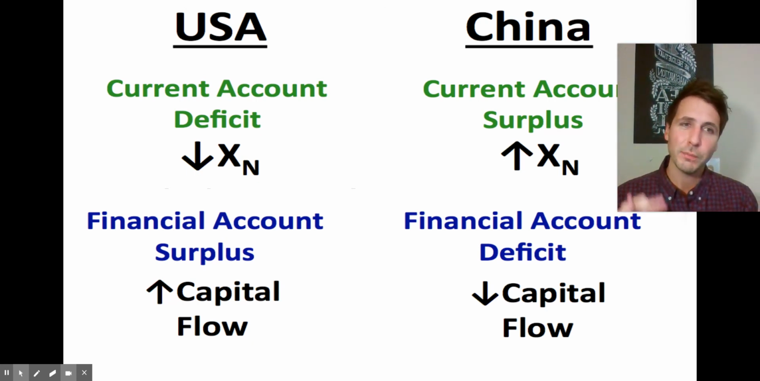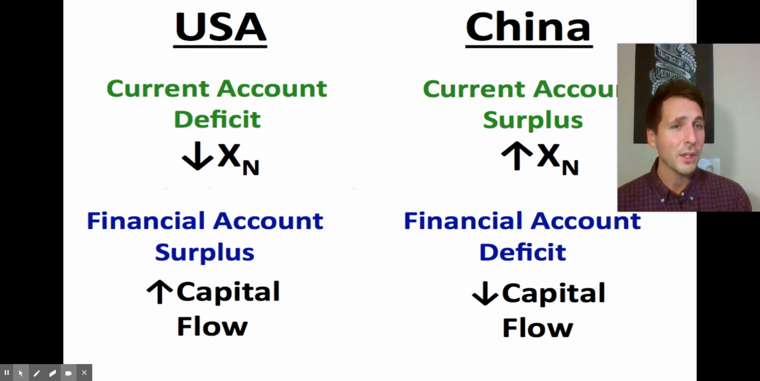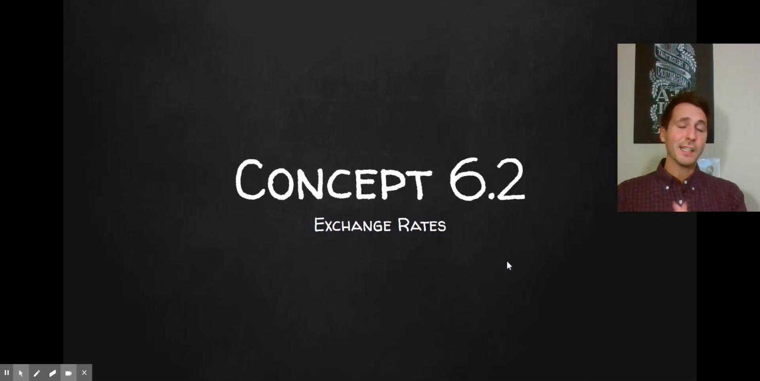Memorize your current account, the three types of current account, the two in the financial account, the debit and the credit, and then know your three determinants. What happens when national incomes rise, interest rates rise, or there's appreciation of currency. Okay, that's it for concept 6.1.